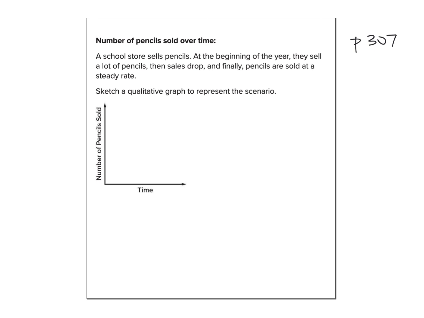All right, it says at the beginning of the year, they sell a lot of pencils. So it's obviously increasing. It doesn't say at a constant rate, so I'm just making a curve. Then sales drop, so maybe it starts going down. It doesn't say at a constant rate, so I'll just go like that. And finally, they're sold at a steady rate, so maybe the same number of pencils is sold right here. And then it keeps going.